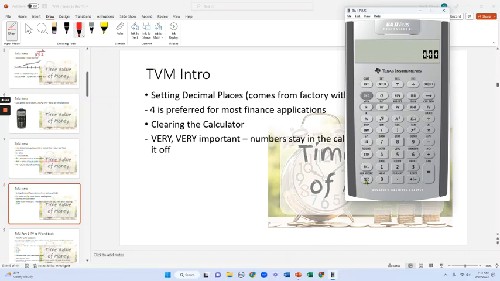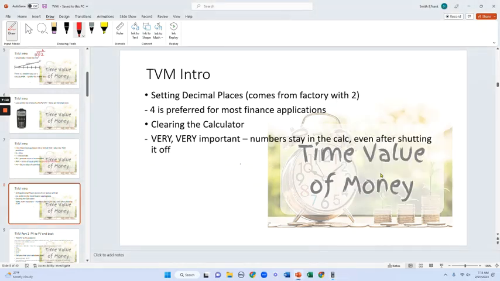I always prefer 4. The number of decimal places is important. It will round on your calculator based on the number of decimal places. And if you want to change this, all you have to do is press second, and it will get you to what is above the period or dot down here, format. And it will tell you that there are 2 decimal places. And if you put 4 and then enter, now your calculator will have 4 decimal places. And I highly recommend you do it for all the problems that you'll see in time value of money.